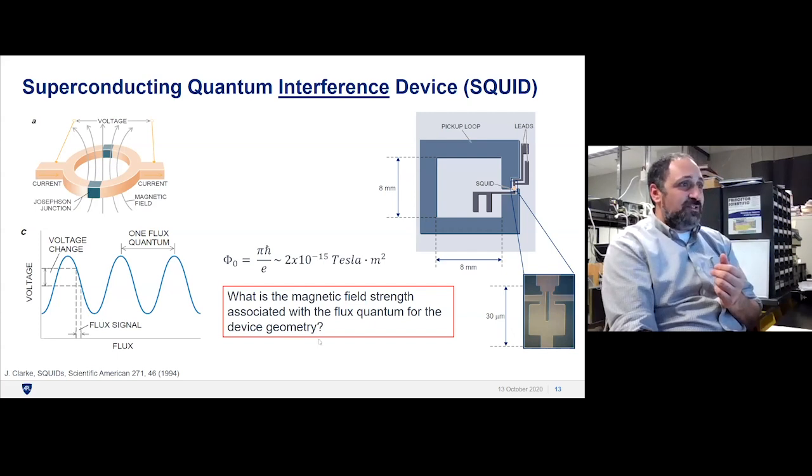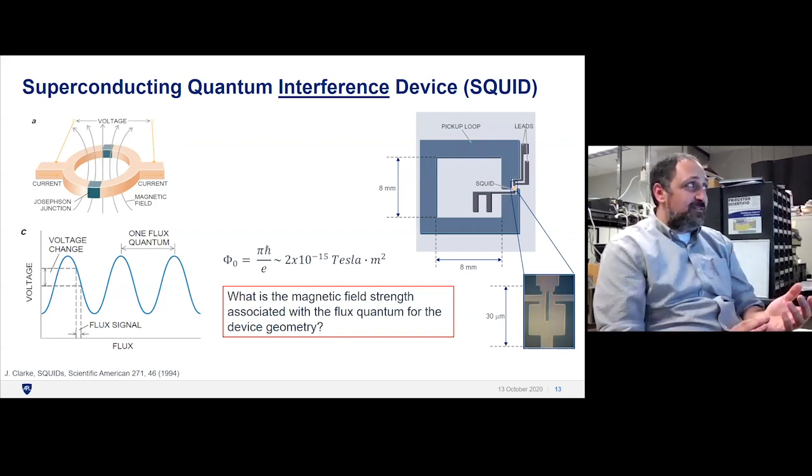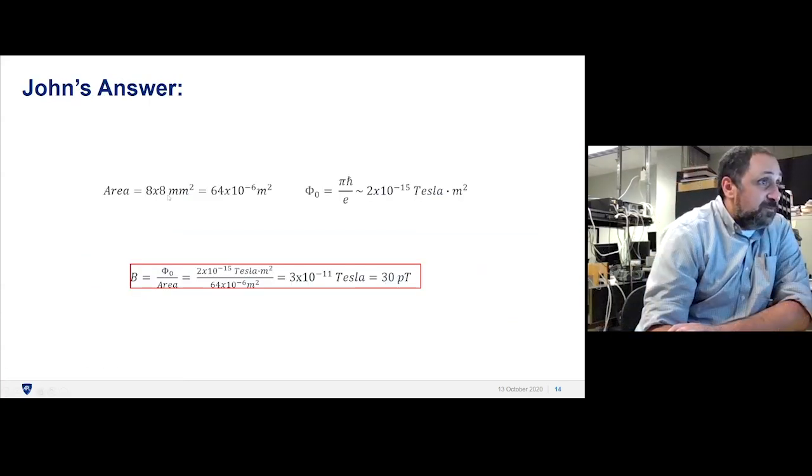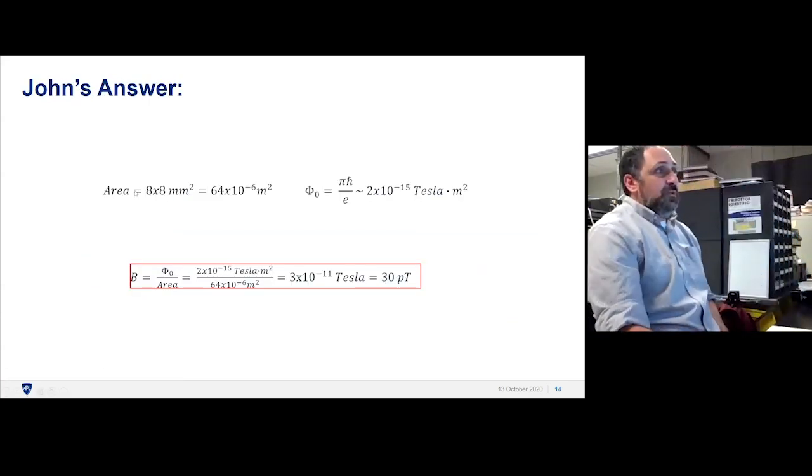So I have a question. Based off this definition of a flux quanta, and based off the area of the pickup loop, what's the magnetic field associated with that flux quanta? And I will give 1 minute for you to do the math. So, what's our area?